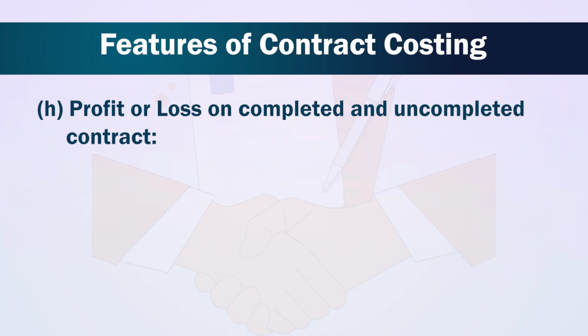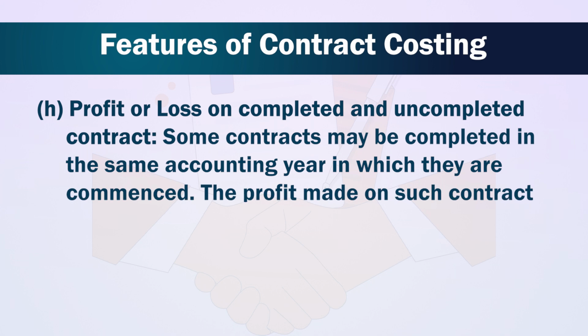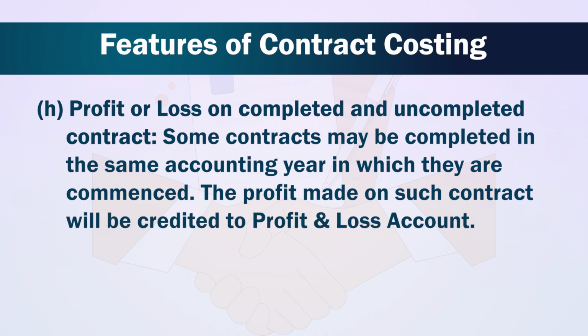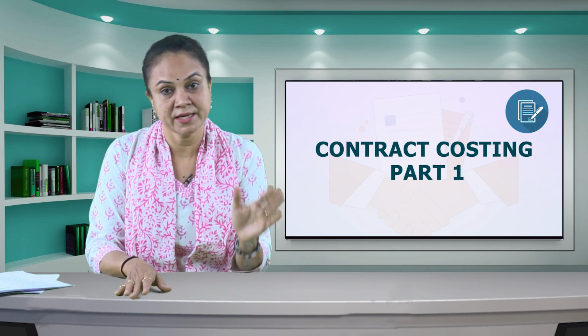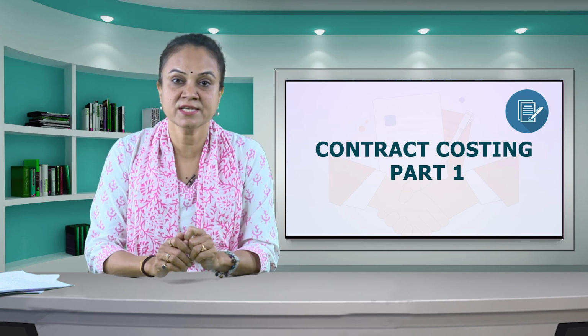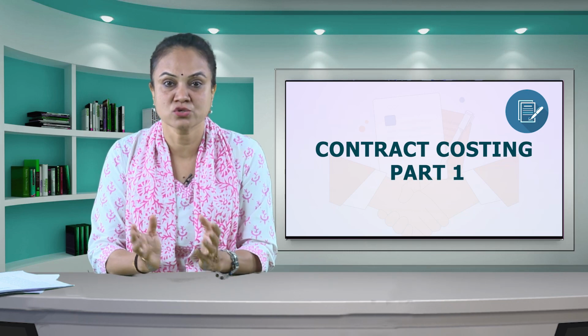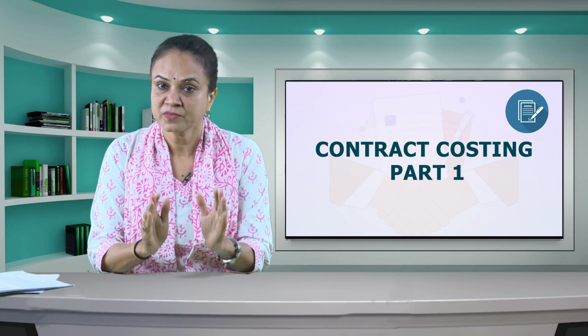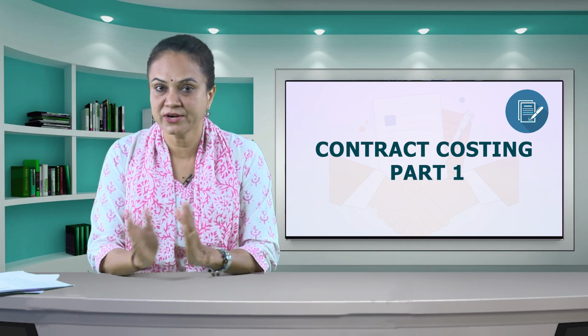Next feature is profit or loss on completed and uncompleted contracts. Some contracts may be completed in the same accounting year in which they are commenced. The profit made on such a contract will be credited to profit and loss account. However, there may be some contracts which are not completed in the same accounting year. In such cases, different methods are developed for determination of profit and loss of uncompleted contracts. This aspect is covered in subsequent discussion wherever it is relevant.